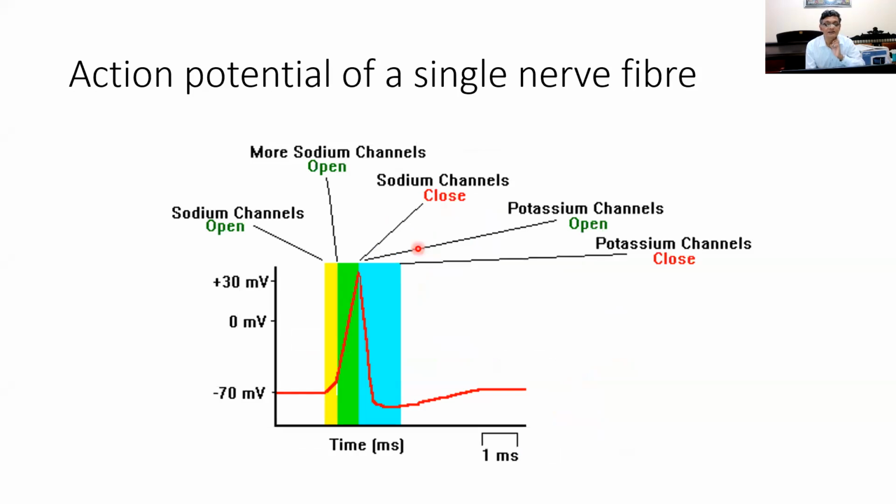So again, this slide is showing the ionic changes that occur. The yellow one is sodium channel opening, and the first one is until the threshold is reached. Once the threshold is reached, more sodium channels open, the green one, and then sodium channels close and potassium channels open. It's the bluish one, the last one, and the resting membrane potential is re-established, right?